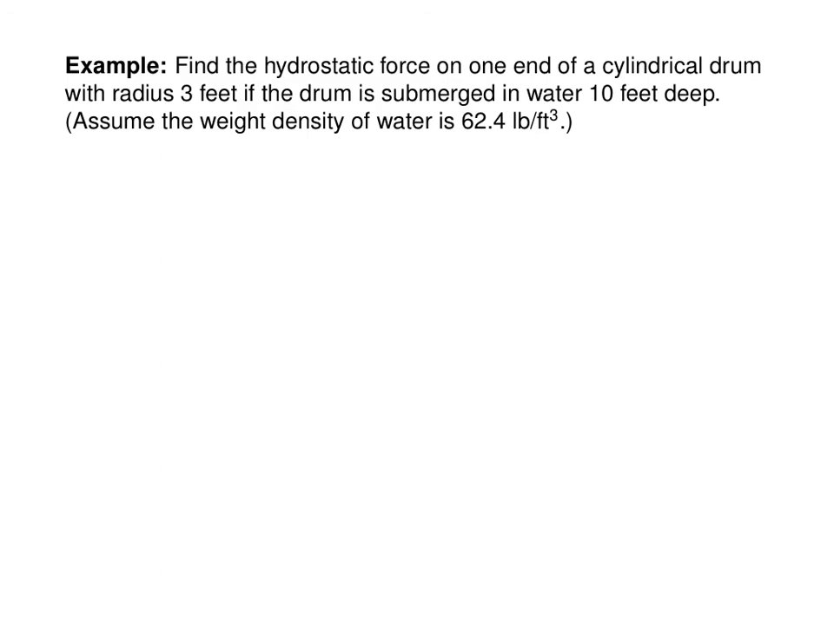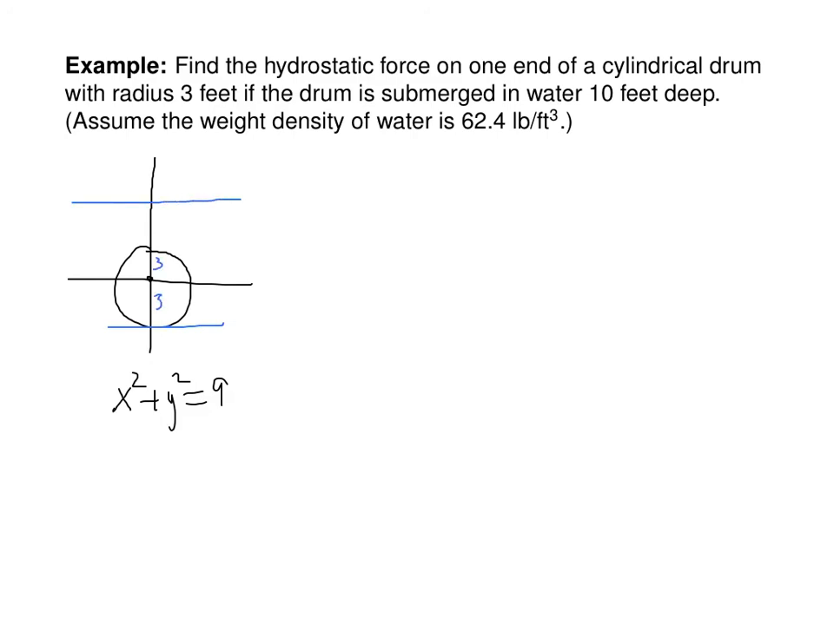So find the hydrostatic force on one end of a cylindrical drum with radius 3 feet if the drum is submerged in water 10 feet deep. So we're going to assume we have this drum with radius 3. I'm going to put the drum at the origin. It makes it a little bit easier to do the problem. So the equation of that drum is x squared plus y squared equals 9. Now, because the drum is in water 10 feet deep, that's the bottom. So this is 3, this is 3, which means the water level is up there, up at y equals 7.